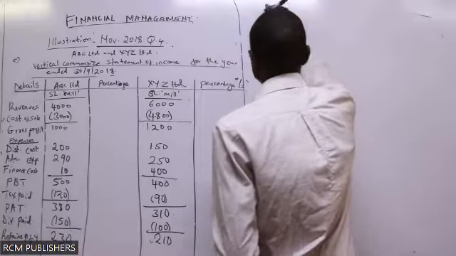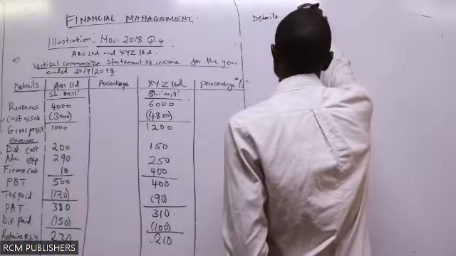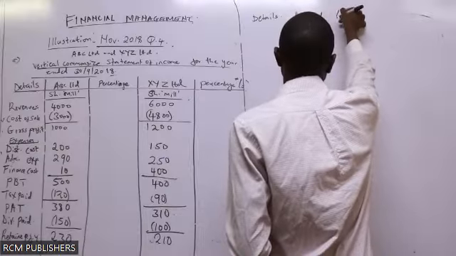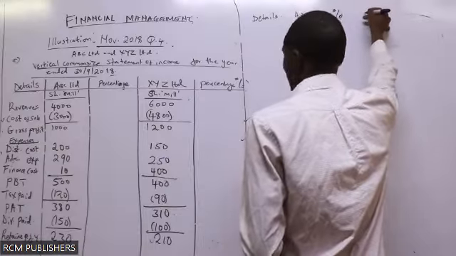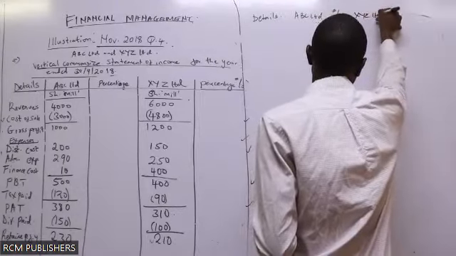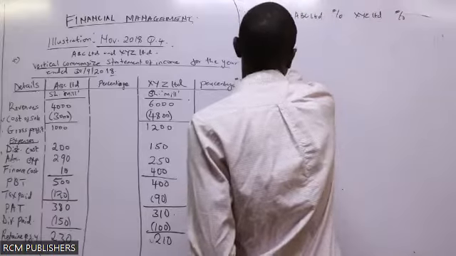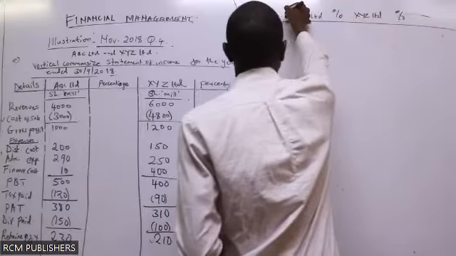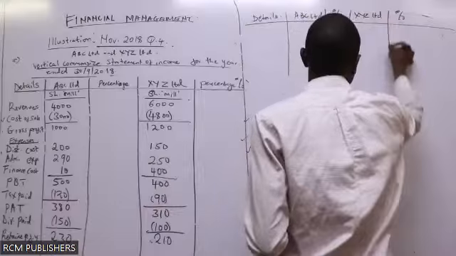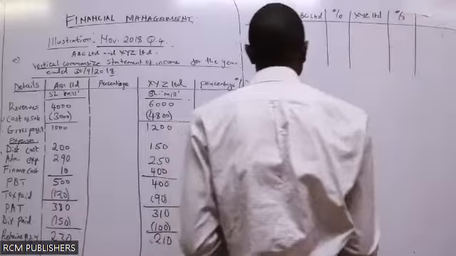So we have details here. Of course, details. ABC Limited, then we have percentage. Use this percentage. Then XYZ Limited, then percentage. Hakuna kitu ngumu hapa. Kuna sasa wapi sasa? Ngumu wapi? So that is it.